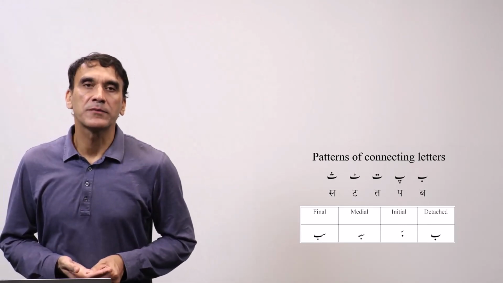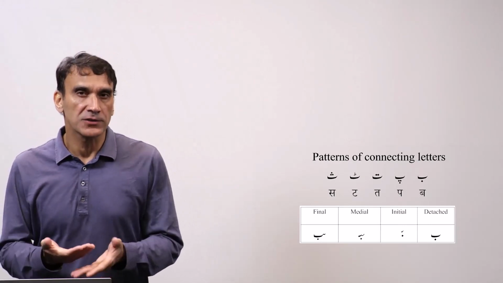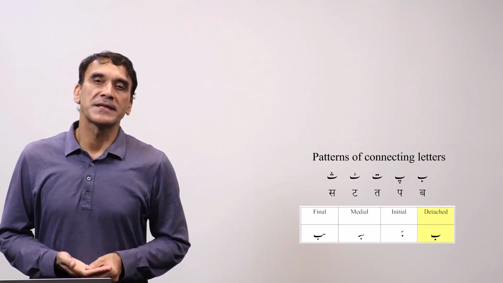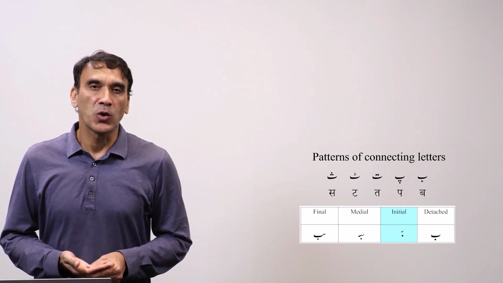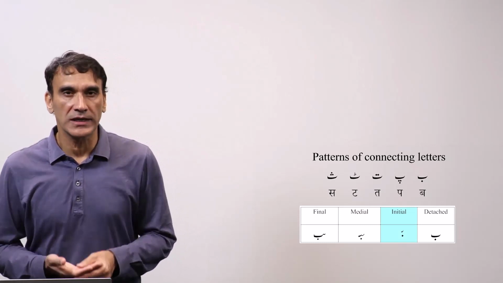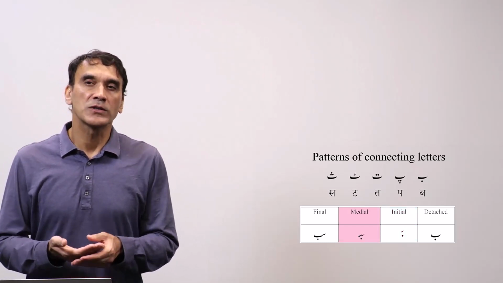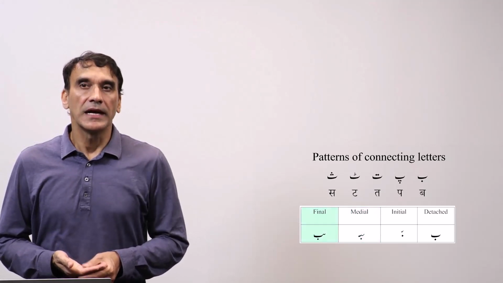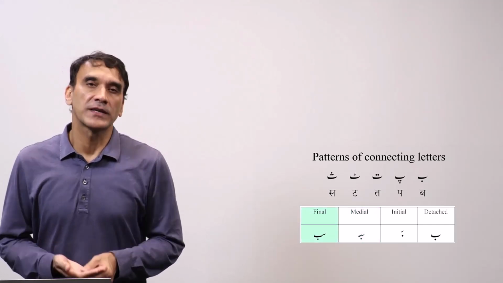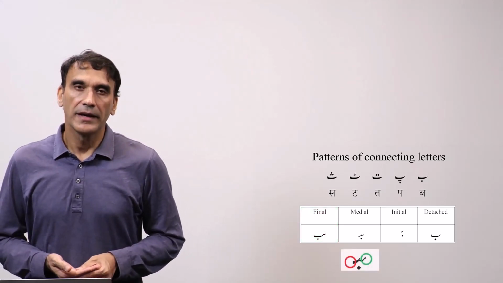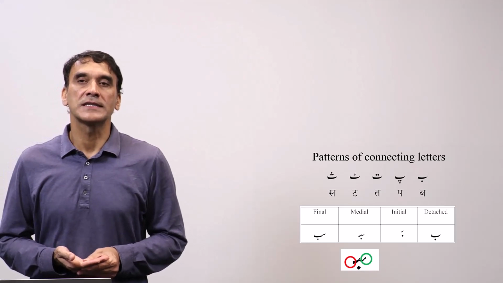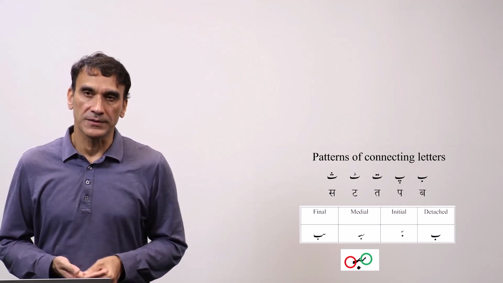In the table here, I'm going to take only Be, the first letter of the group, to show their places in a word. Here are the 4 shapes of the letter Be. Detached is the main shape as you find in the alphabet sheet. The initial shape takes only the beginning part of the letter and the nukta. And here is how it looks in the middle. And the final shape is almost like the detached one, except it is connected to the previous letter on the right. Here in this picture below, you see how this letter will be connected before and after.